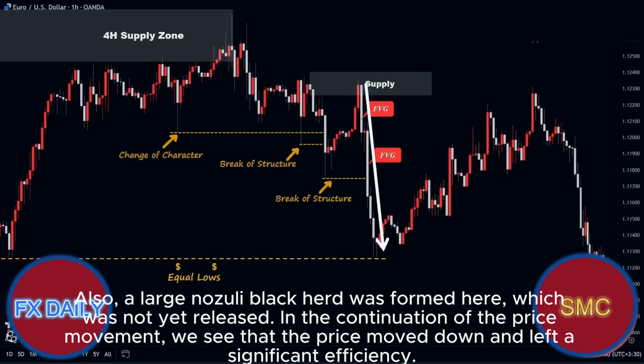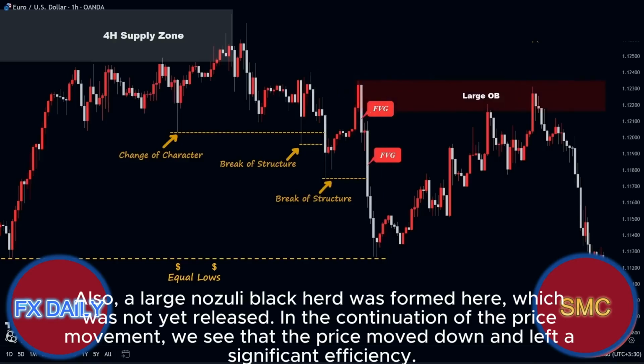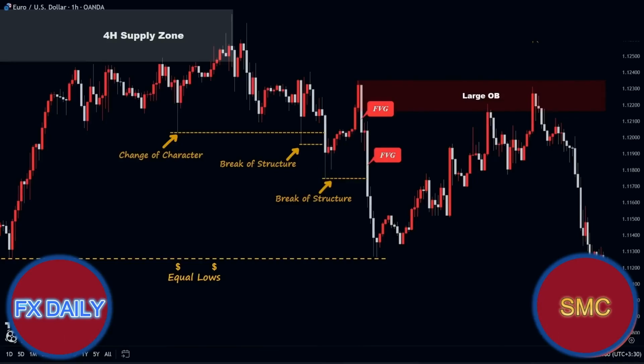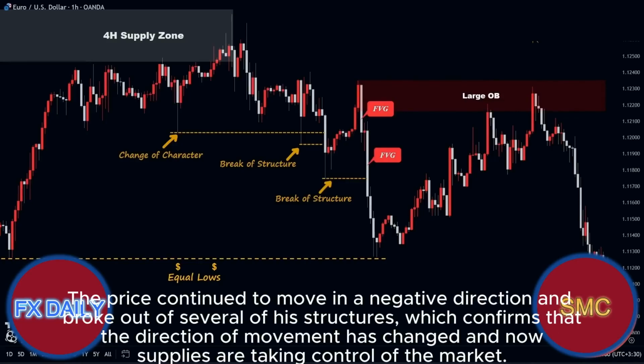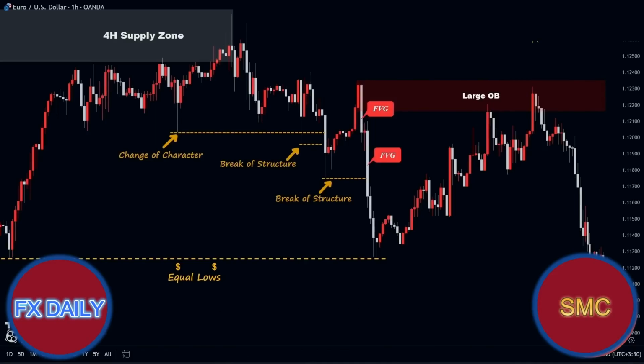Also, a large order block was formed here, which was not yet released. In the continuation of the price movement, we see that the price moved down and left a significant inefficiency. The price continued to move in a negative direction and broke out of several of its structures, which confirms that the direction of movement has changed and now supply is taking control of the market.